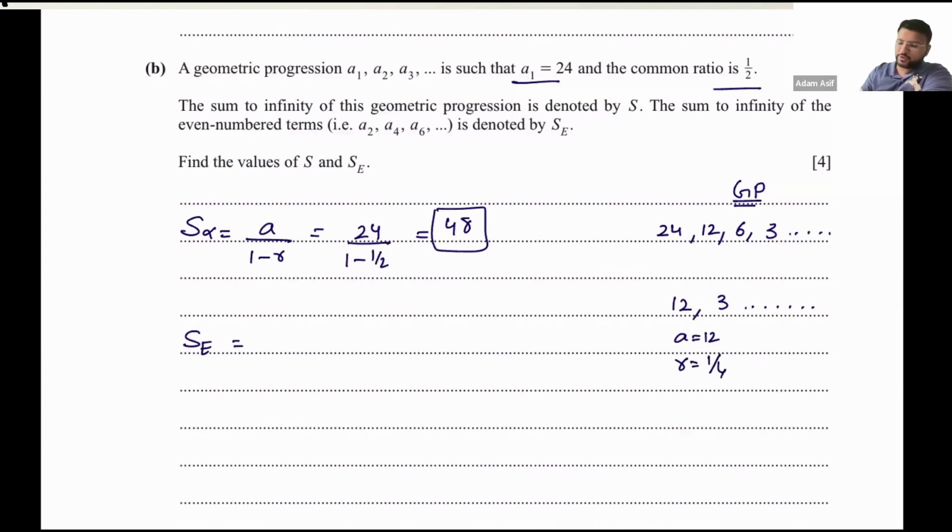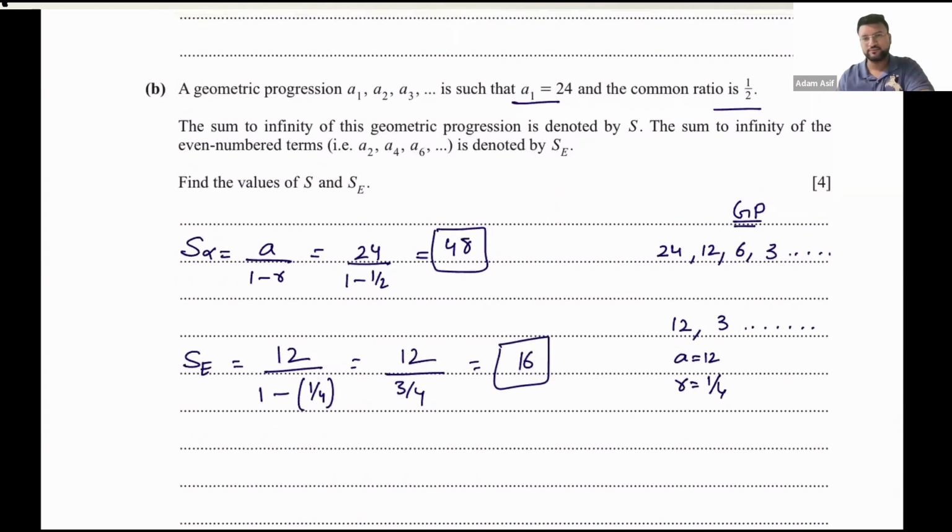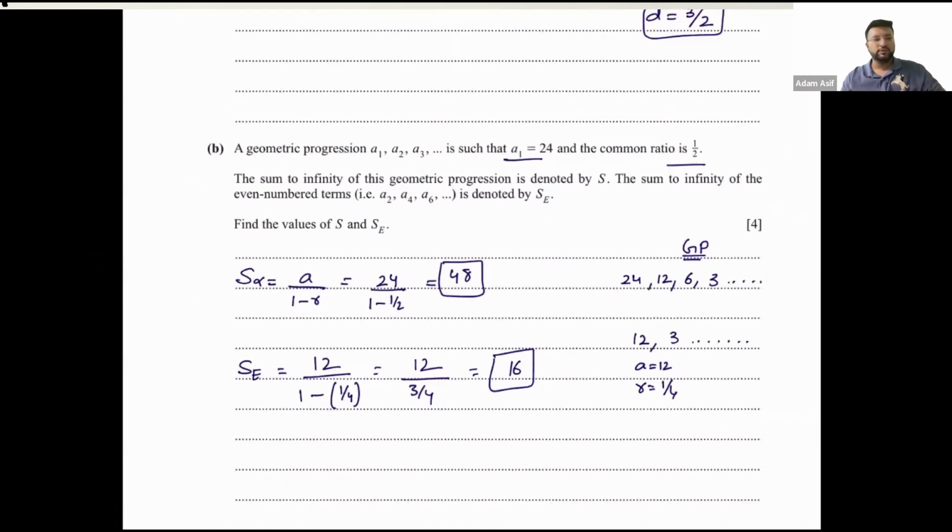So SE would be A/1 minus R. So 12 divided by 3/4, that is 16. That is SE. Note down the working, please.